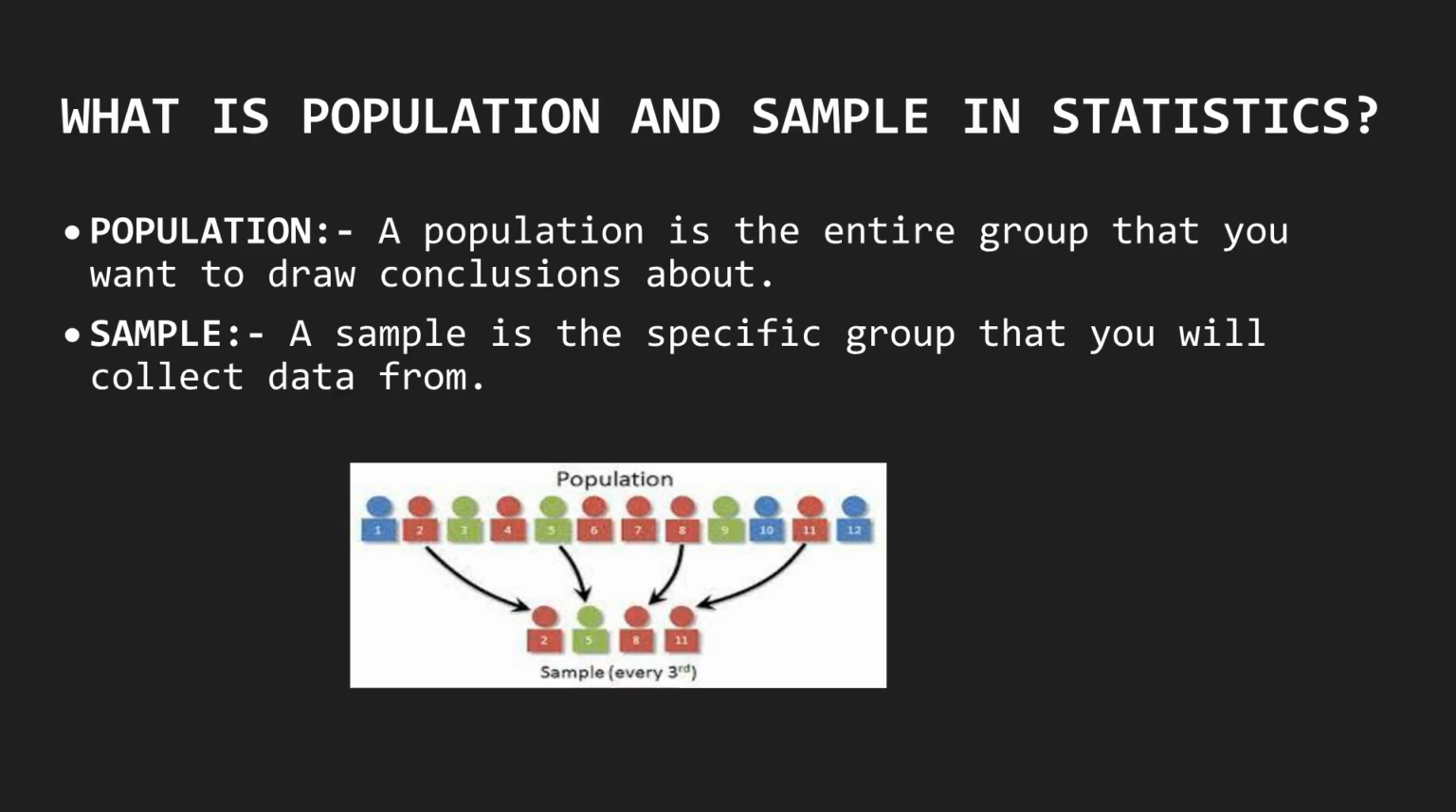In statistics, a population is the entire group you wish to draw conclusions about. A sample, on the other hand, is the specific subgroup from which you collect data.